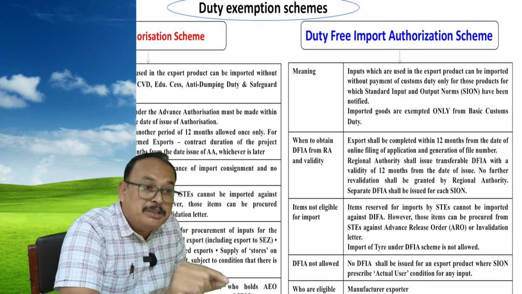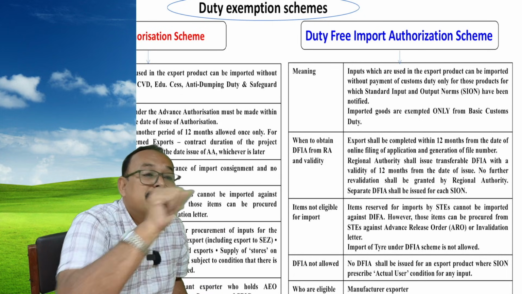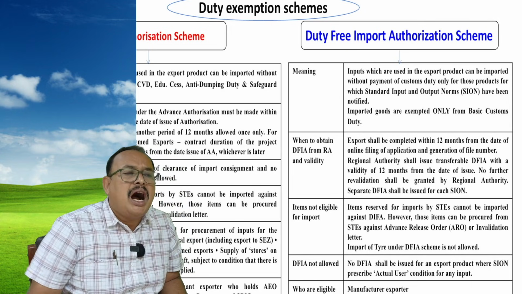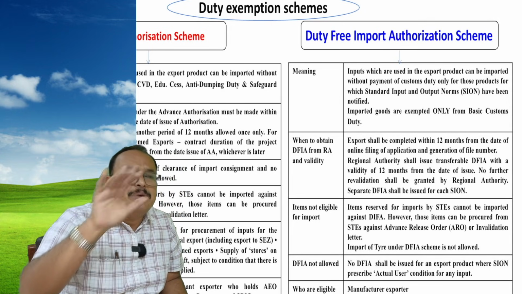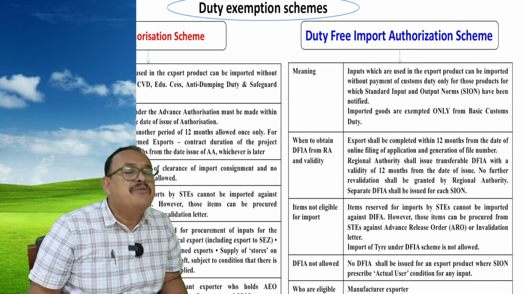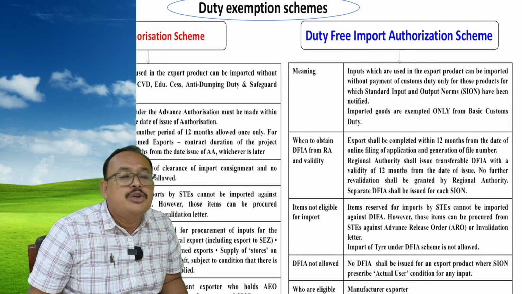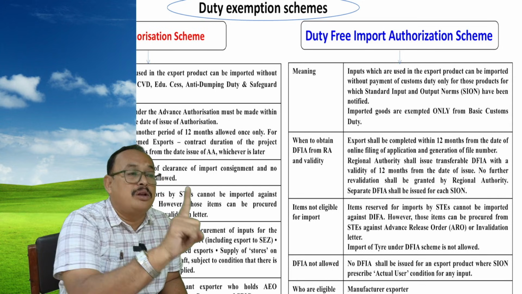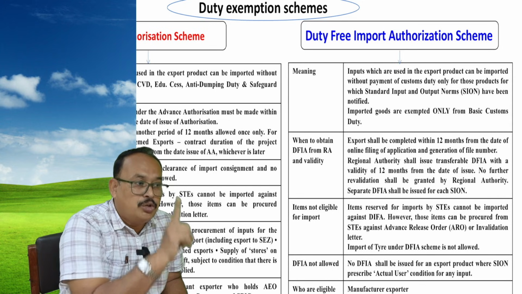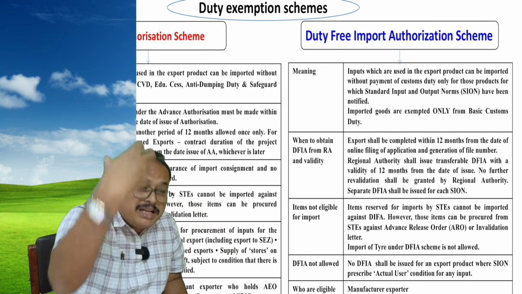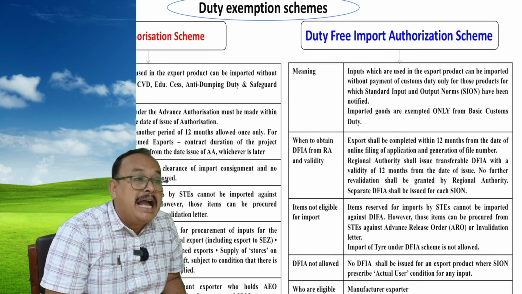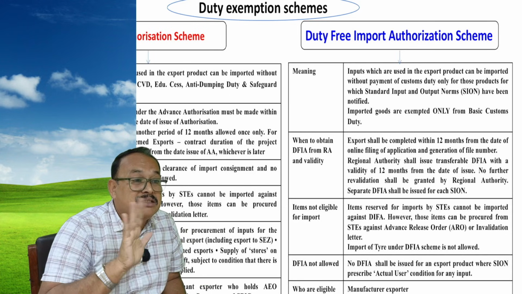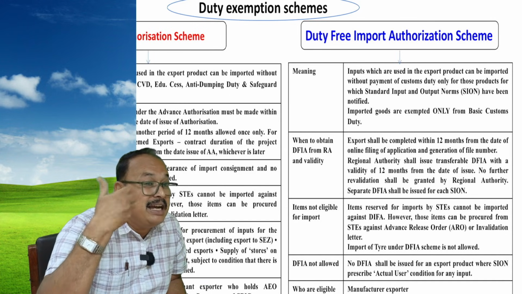From the date of making the application online for DFIA, you have to export the goods within 12 months. Thereafter, on verification, when the department is satisfied, the regional authority (RA) will issue a transferable license to you, which has a validity of 12 months. Within 12 months, you can import the goods without payment of duty, only basic customs duty. It is not going to be set off against any other duties.